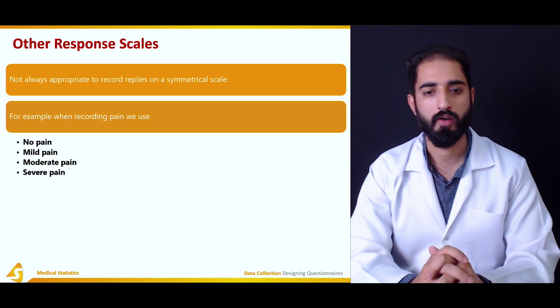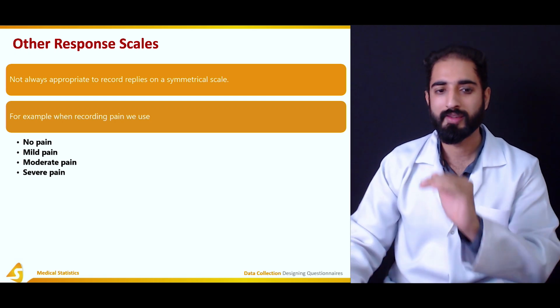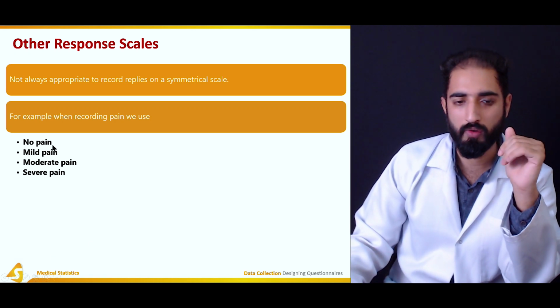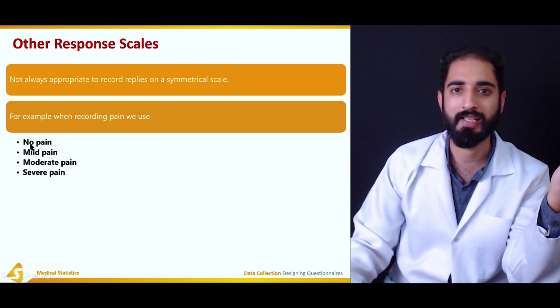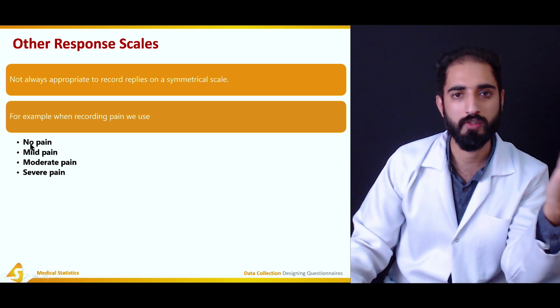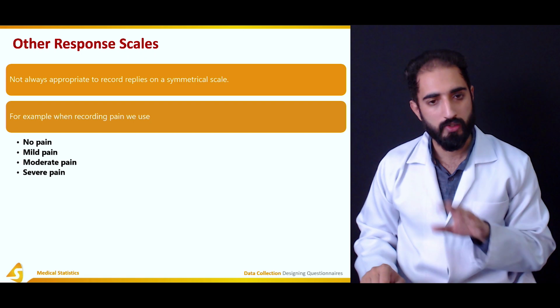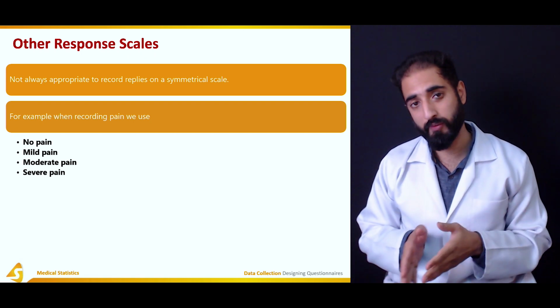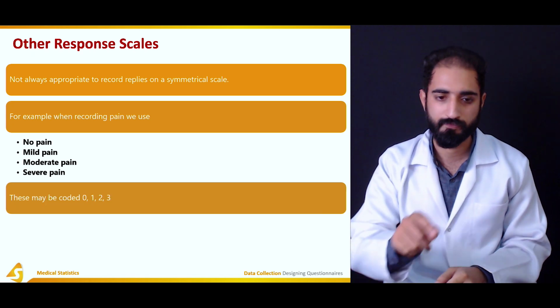For example, when recording pain, we can use no pain, mild pain, moderate pain, severe pain. So this is the neutral response, which is 0, but there is no response on the other side of the neutral response. So it is not symmetrical, it is asymmetrical, and sometimes we need asymmetrical responses. Whenever we are looking for asymmetrical responses, we cannot use a Likert scale.